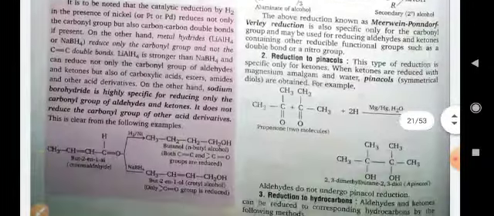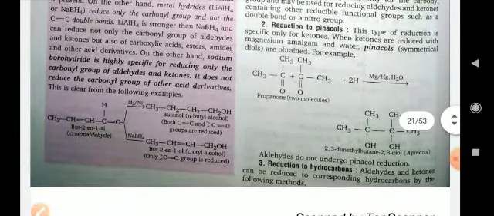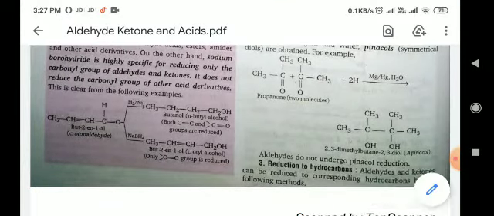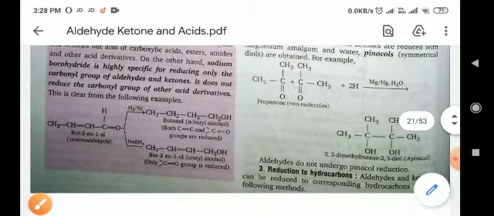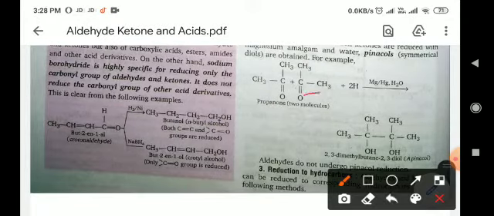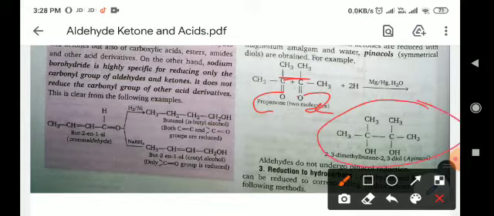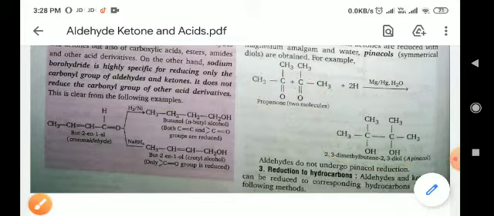Next, reduction to pinacols. What is the reduction to pinacols? When 2 moles of ketone are taken and reduced in the presence of 2H with magnesium amalgam followed by hydrolysis, these two carbon atoms will attach with a single bond. This bond is broken, opposite charge will develop and a new bond will form, and finally a pinacol will be formed. It is known as the pinacol, 2,3-dimethyl butane-2,3-diol.